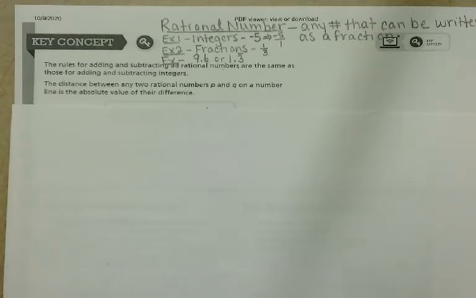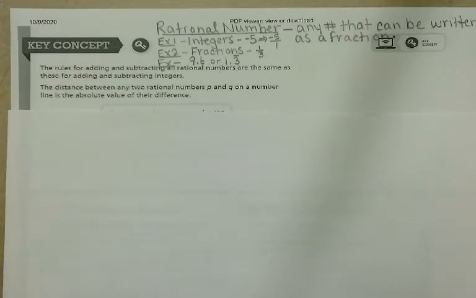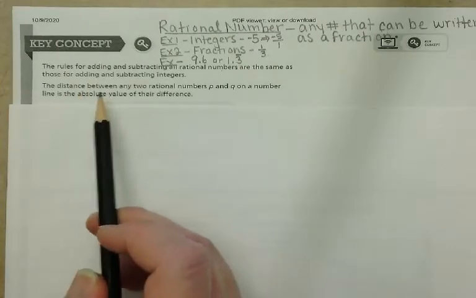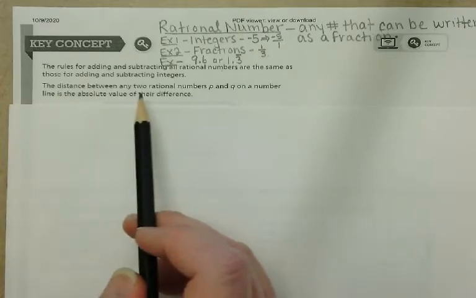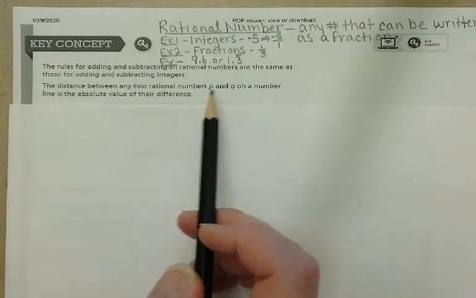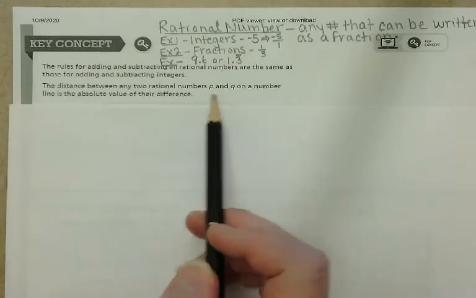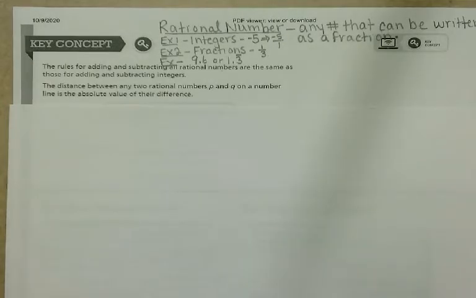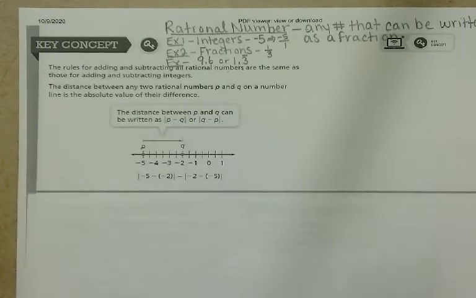And of course, if you're dealing with a subtraction problem, whether it's just integers or other rational numbers like fractions and decimals, you need to keep change. Use the additive inverse, and then use your addition rules. The other thing we're going to focus on in this section is that the distance between any two rational numbers, and they're just going to give letters here because they're unknown, this is just sort of in general, P and Q on a number line is the absolute value of their difference.